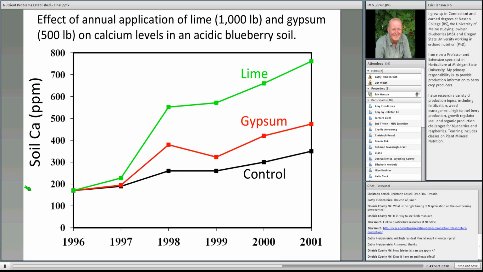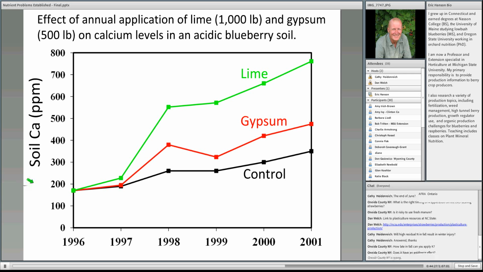Another approach, of course, to increasing levels of calcium in the berries would be to supply it through the roots. So this also hasn't been particularly effective. These are some data that we collected on a low calcium blueberry soil years ago in Michigan. So we selected the site because it was low in calcium.